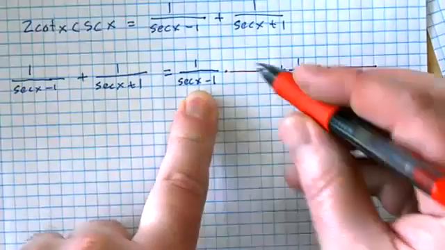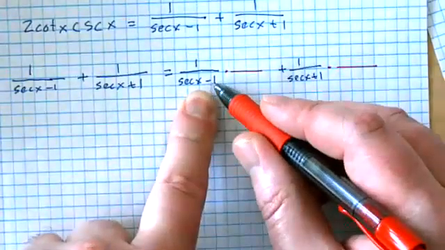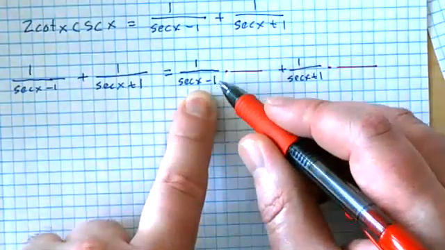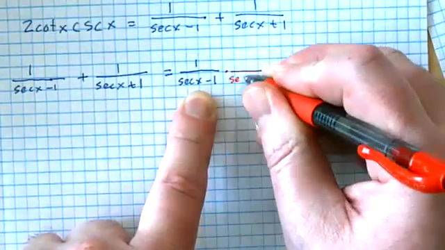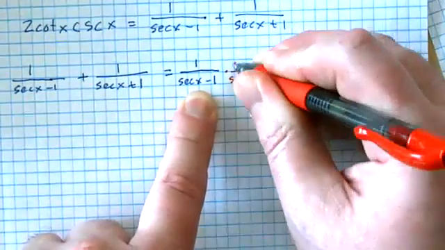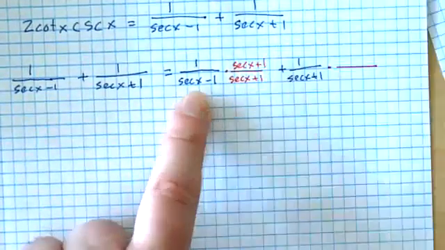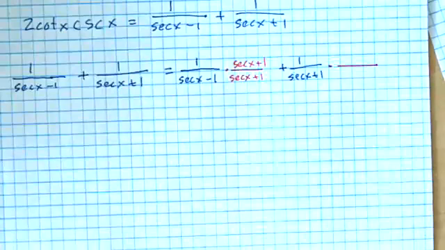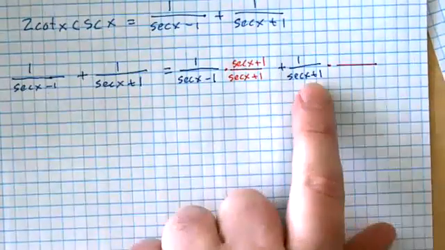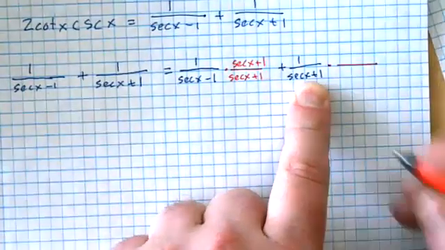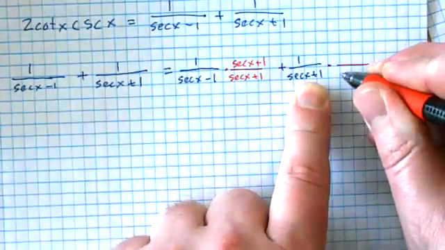So do you see how if I multiplied by this same thing, but with a plus instead of a minus, that would get me secant squared minus 1? And that's our Pythagorean. That's what I'm going to do here. And then same thing over here, except this one's got the plus. I'm going to multiply it by secant minus 1.